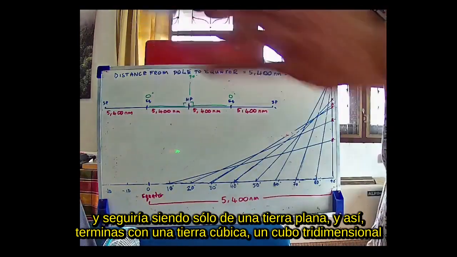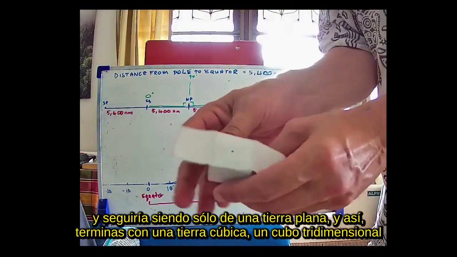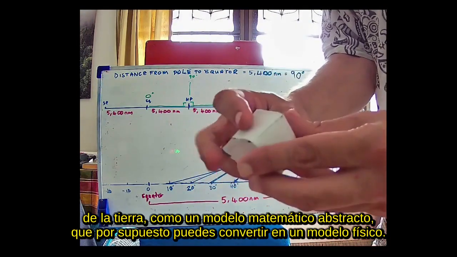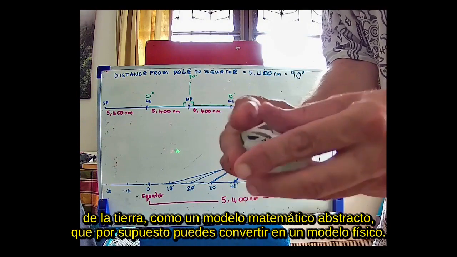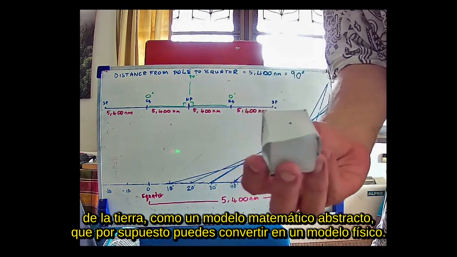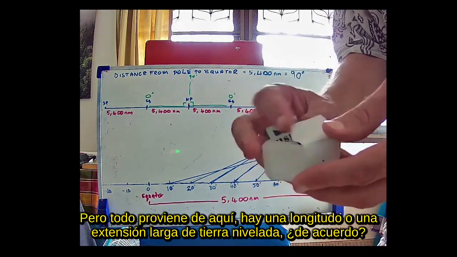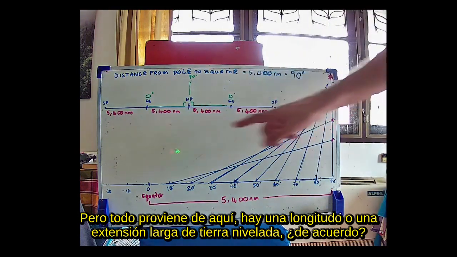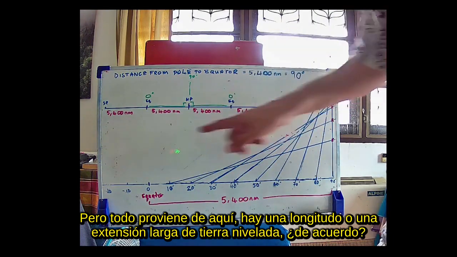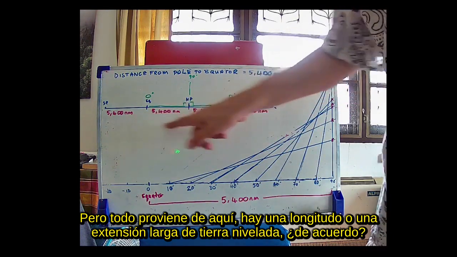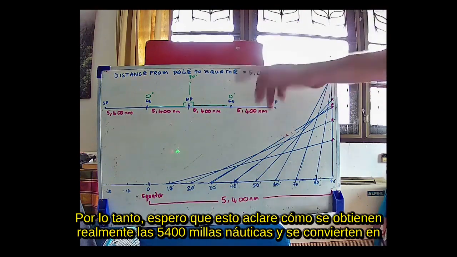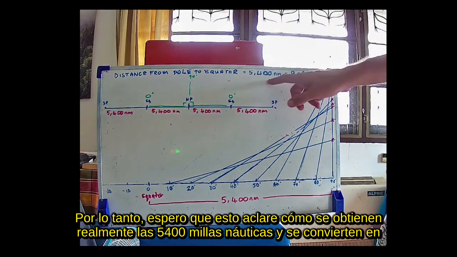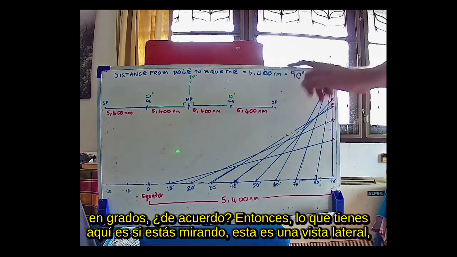And so you end up with a cube Earth, a three-dimensional cube Earth as an abstract mathematical model, which of course you can turn into a physical model, but it all comes from this here being one long expanse of level Earth. Okay, so hopefully this will make it clear how you actually get the 5,400 nautical miles and turn those into degrees.